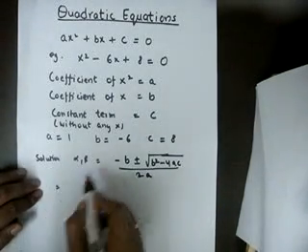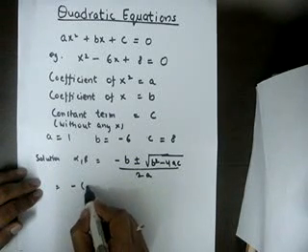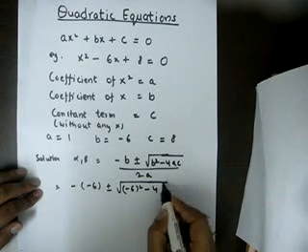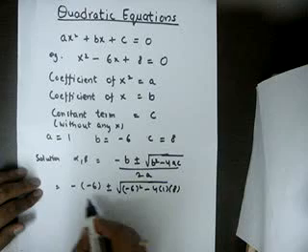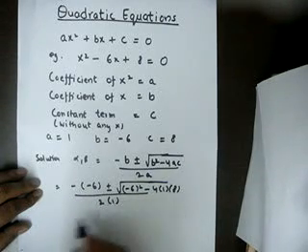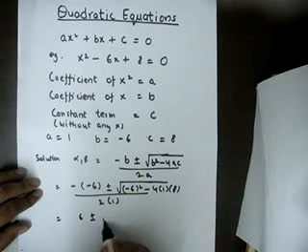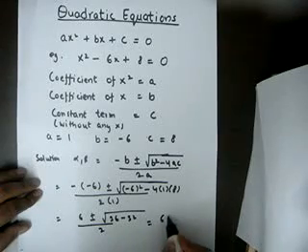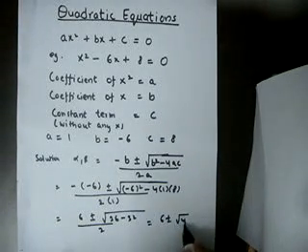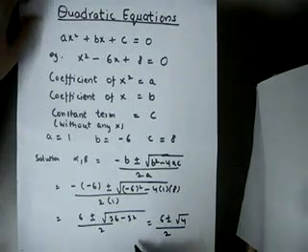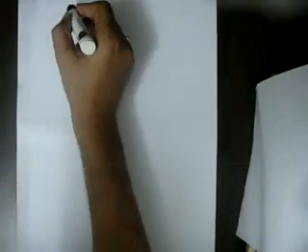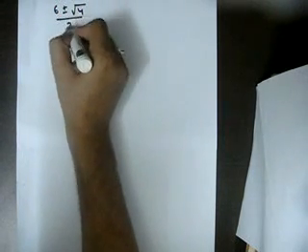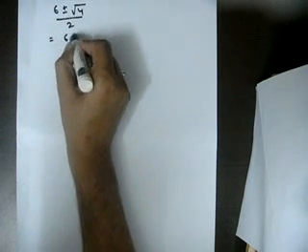Now putting these values in this, I get (−(−6) ± √((−6)² − 4·1·8)) / (2·1), which is equal to (6 ± √(36 − 32)) / 2, which is equal to (6 ± √4) / 2, which is equal to (6 ± 2) / 2.